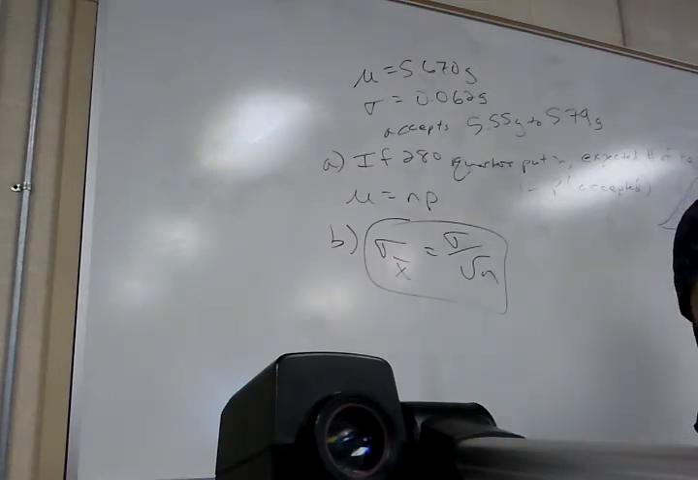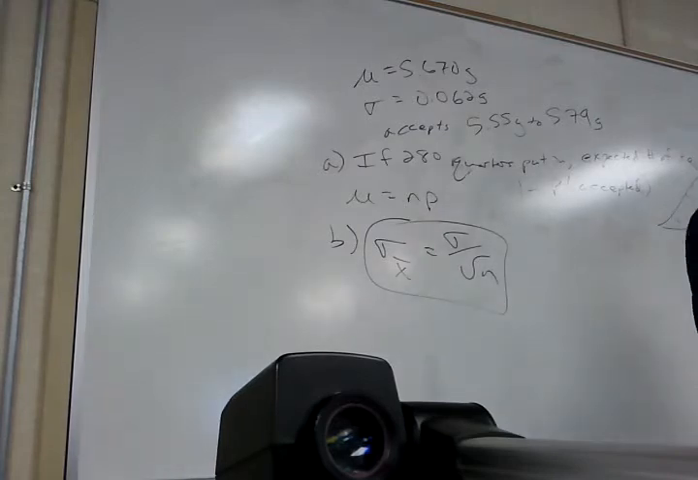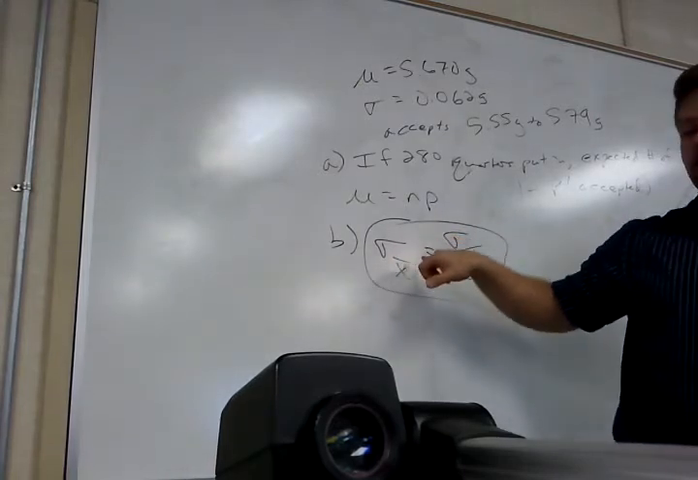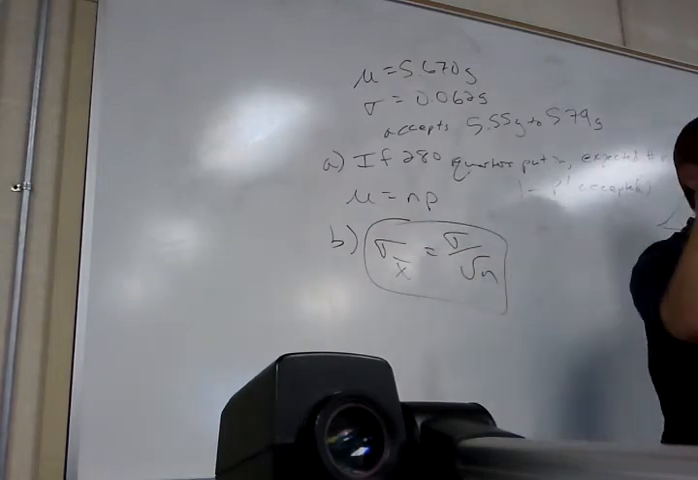So what was that I told you? When they take a sample and they ask you a question about the mean, part B is the one that asks you a question about the mean of those 280 quarters. That tells me I've got to do this. I've got to get a standard deviation for groups of 280.